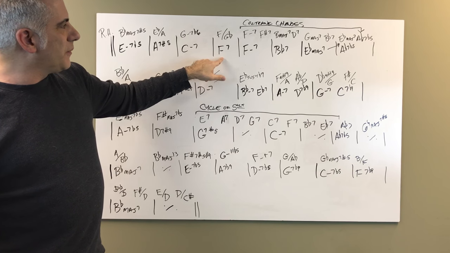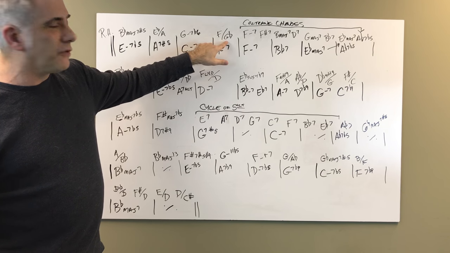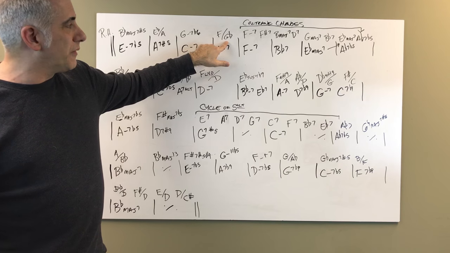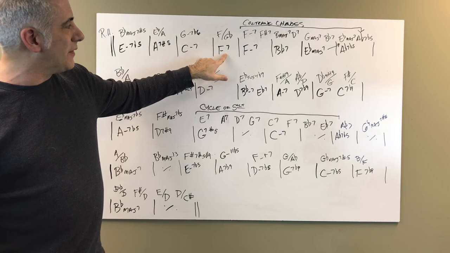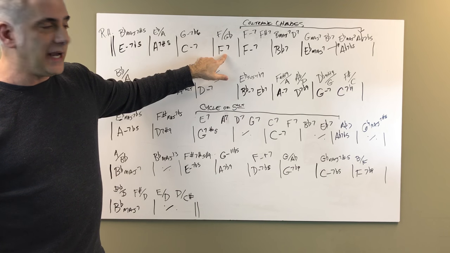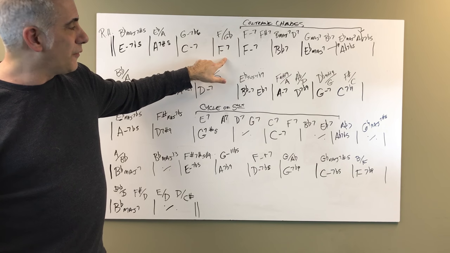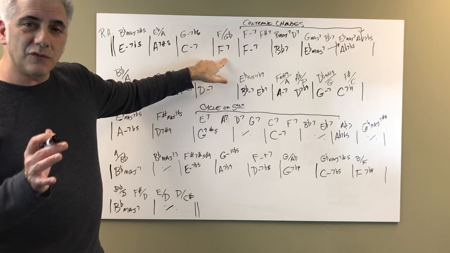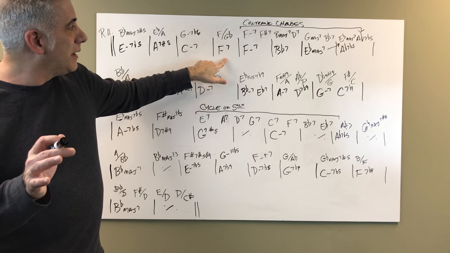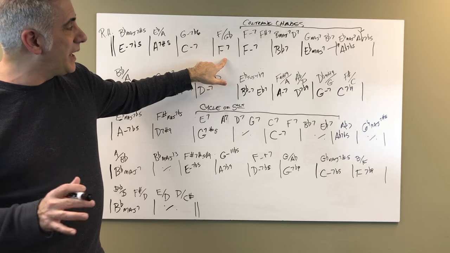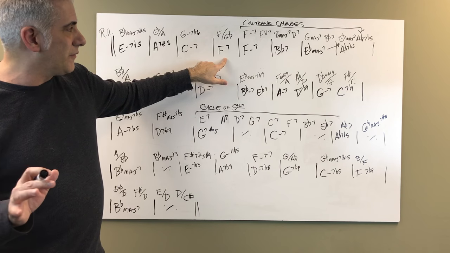On my F7, I'm substituting F major over G flat. So it's a major chord with a flat 9 on the bass, essentially making this like an F7 flat 9. I'm substituting a G flat tonic diminished chord for an F7 flat 9. But if you just take the notes of the chord, F, A, C, and G flat being the flat 9, that's where it's coming from.